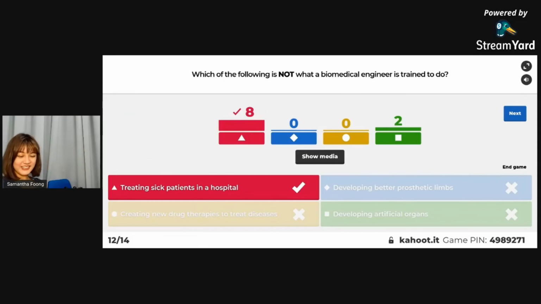Okay, so the correct answer is treating sick patients in a hospital. So a biomedical engineer is an engineer who specializes in the human body and biological processes. So even though a biomedical engineer does things that are related to the medical field, they are not technically doctors. A doctor is someone who is trained to treat patients, but a biomedical engineer is someone who spends his or her time developing hardware and tools for doctors to use to treat patients.